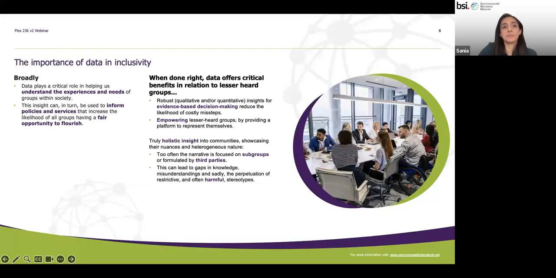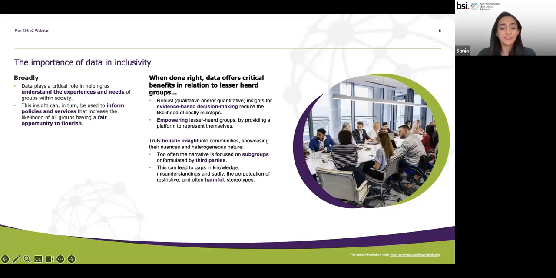Okay, moving on then to the importance of data. Like I mentioned, my whole career has very much been focused on data and using that and research to help create inclusivity, to help people better understand diverse groups, to give voice to their needs. And because I thought that it could very much be a core part of that by empowering communities. So broadly, data is really important to decision making in society because it helps us understand the experiences and needs of different groups. That information then helps to inform policies and services that aim to create a fairer society where everybody has the opportunity to flourish.